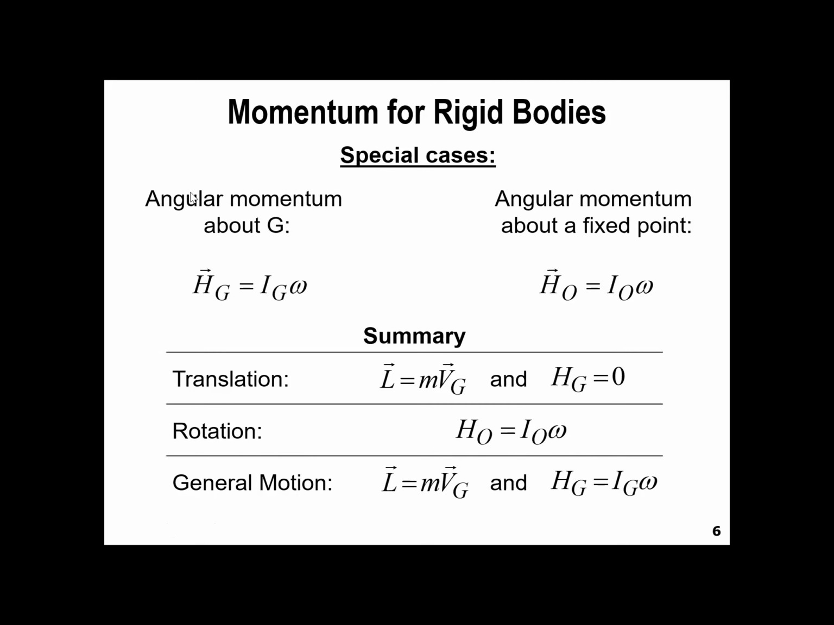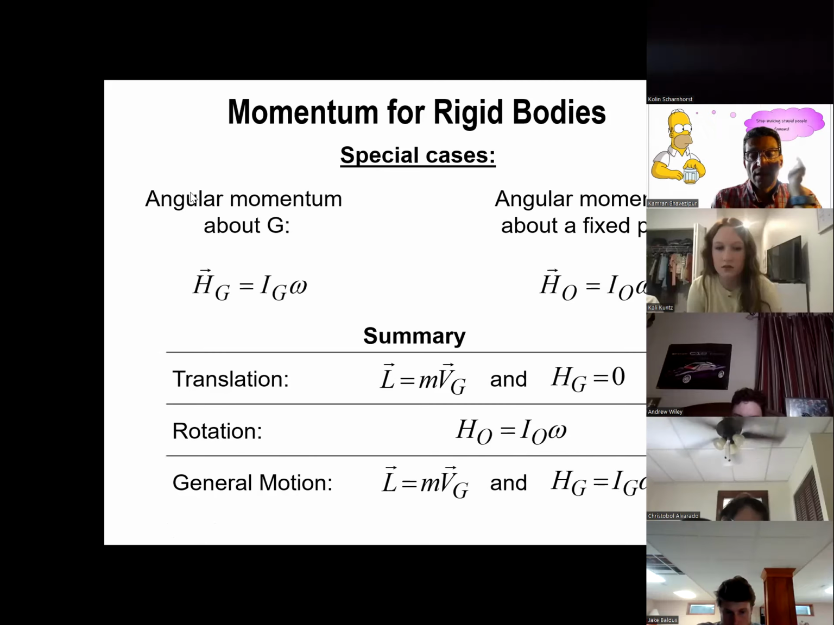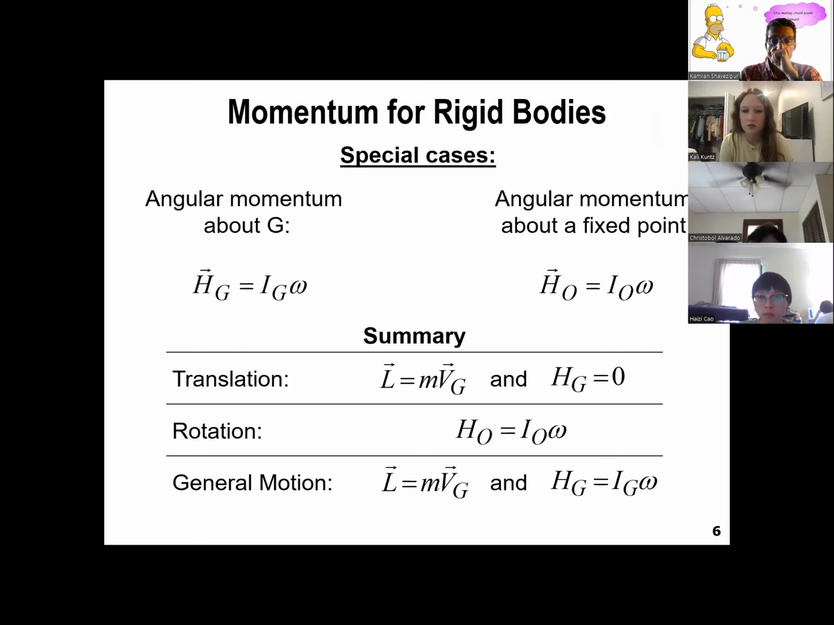So this is how we deal with the momentum of a rigid body. Again, we have linear momentum because of translational motion, and we have angular momentum too, right? Because of rotational motion. The change of angular momentum is caused by torque and moment. The change of linear momentum is caused by force, right? Any question?